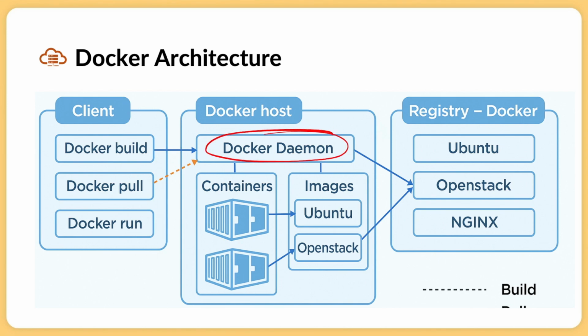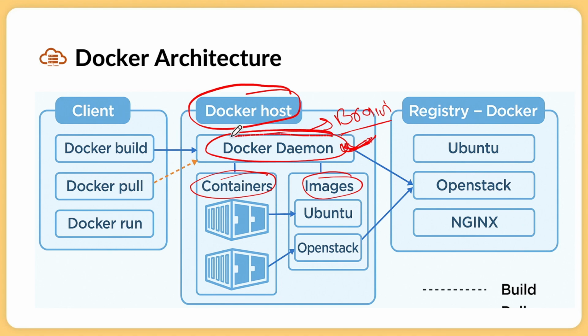So Docker daemon is the brain of Docker that controls everything on this Docker host. Whether we are building the images or creating the container, everything is done by Docker daemon. Docker daemon is called dockerd. So dockerd is the Docker engine, that's Docker daemon, that does all this heavy lifting.